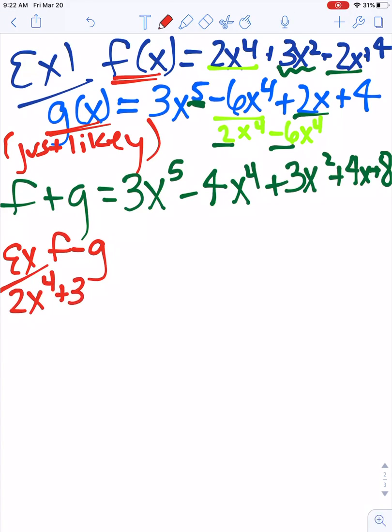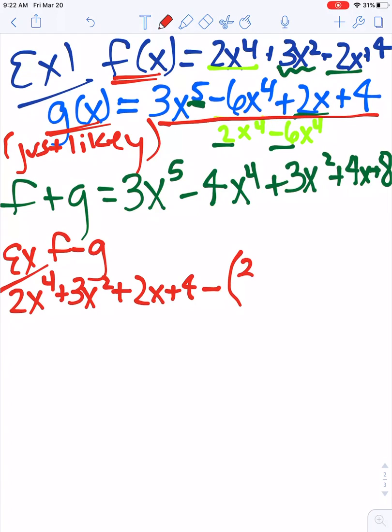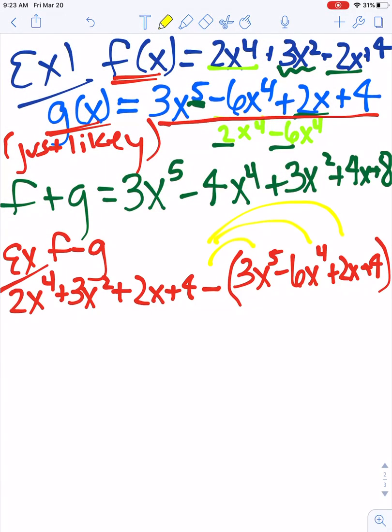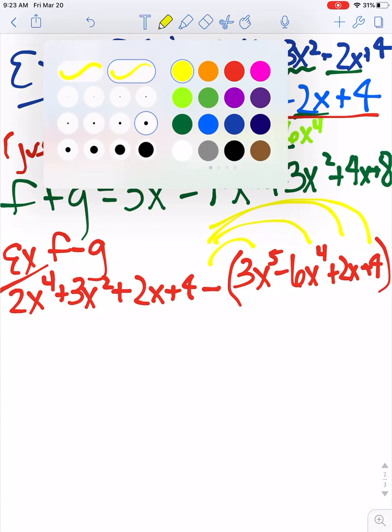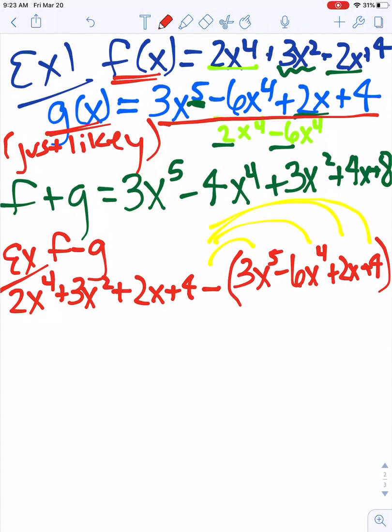So we have 2x to the 4th plus 3x squared plus 2x plus 4 minus, and then in parentheses, the entire g function. So all of this has to go in those parentheses. So we have 3x to the 5th minus 6x to the 4th plus 2x plus 4. The reason why we want to do this is because that way we remember to distribute that negative sign. I know lots of y'all, if I had you last trimester or trimester 1, you forget to distribute that negative. That is a huge thing in math. Make sure you're distributing that negative.